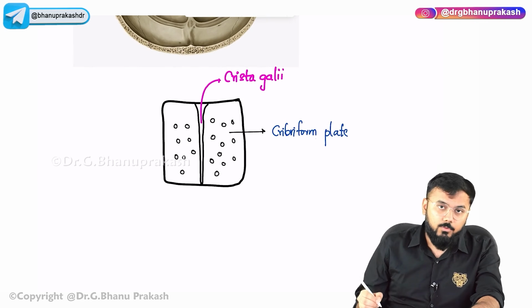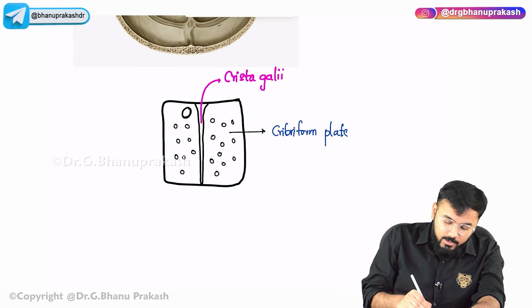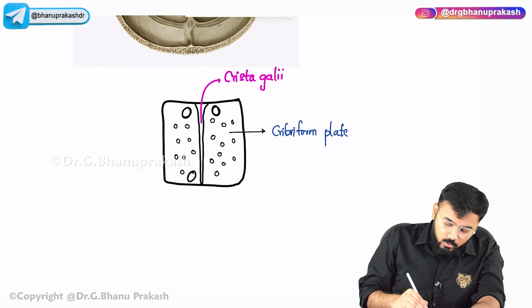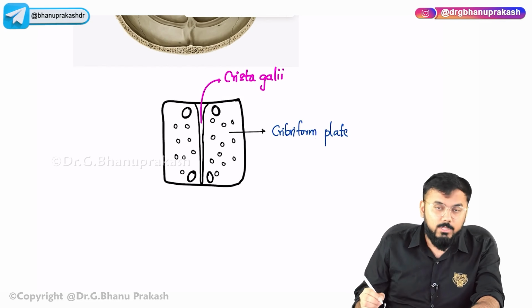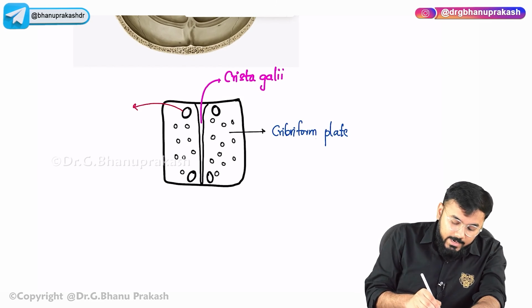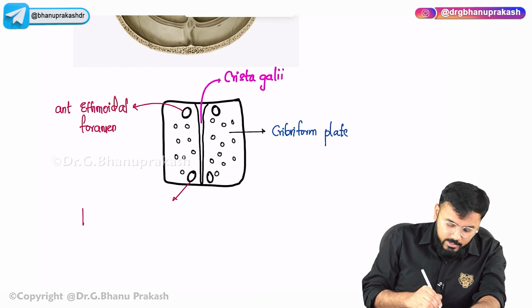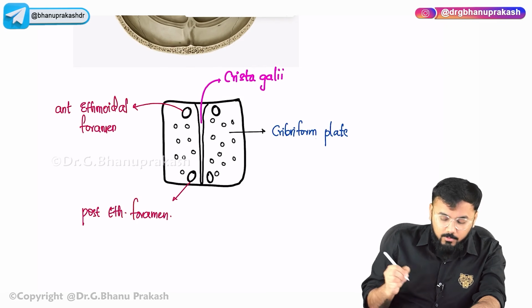Cribriform plate. Okay, now on both the ends of the cribriform plate, here you have got a very big opening on both the sides. Down also you have got a very big opening on both the sides. Now what are these openings? This is called the anterior ethmoidal foramen, and this one over here is called the posterior ethmoidal foramen. Anterior ethmoidal and posterior ethmoidal foramen.